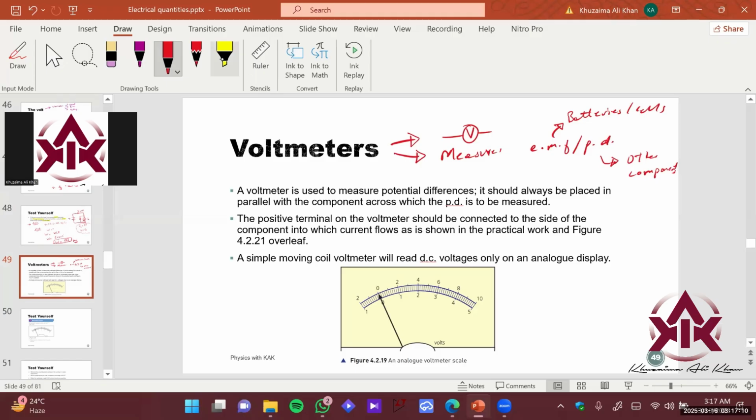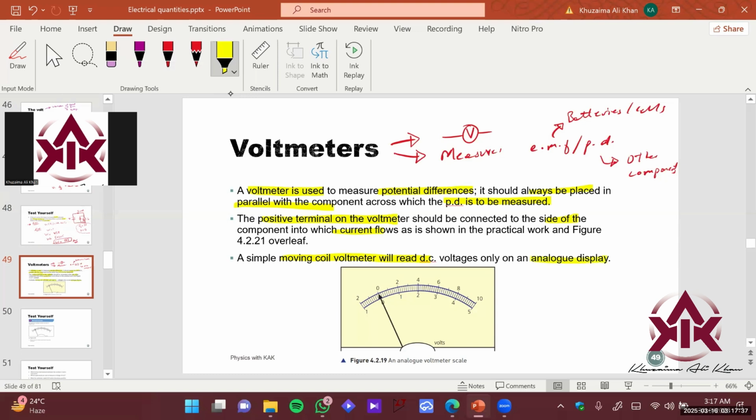Let's see what a voltmeter is formally now. A voltmeter is used to measure potential differences. It should always be placed in parallel with the component across which the potential difference is to be measured. The positive terminal on the voltmeter should be connected with the positive side, on which the current is flowing.